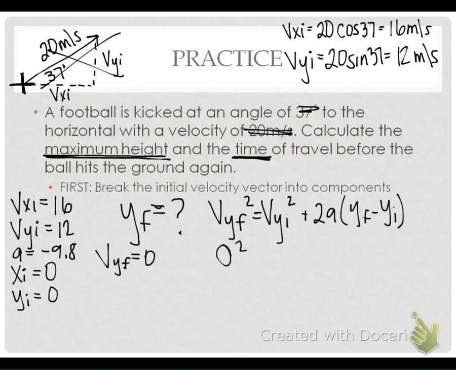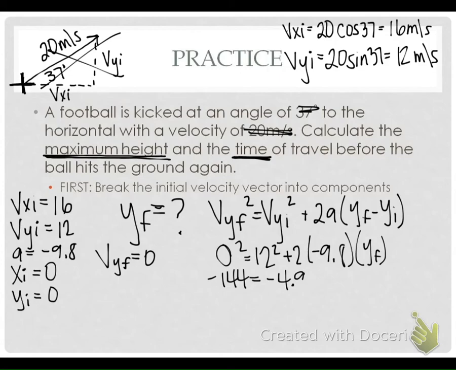Okay, so 0 squared equals 12 squared plus 2 times negative 9.8 times y final. So we get negative 144 equals negative 4.9 y final. Oh, you're right, you multiply instead of divide. Thank you, Haley. I did this wrong. 2 times 9.8 is not 4.9, so that was my fault.